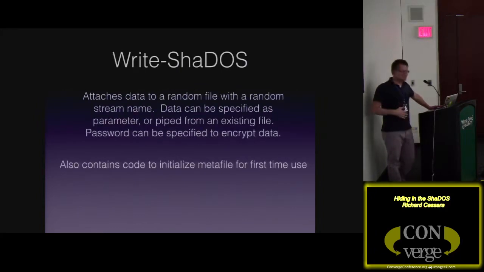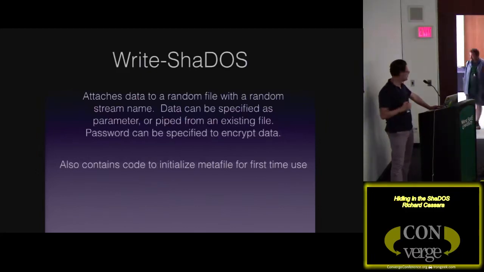The write ShaDOS function is how you're going to hide your files within ShaDOS. It has a randomizing function, which is going to take a random DLL file out of syswow64, and then create a random name to use as an ADS stream name, and then attach those together. You can set your data as a text string, or you can do a get content and pipe that over to write ShaDOS, and it'll move that information in.